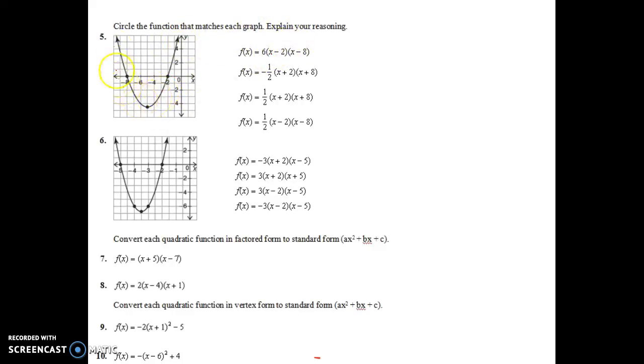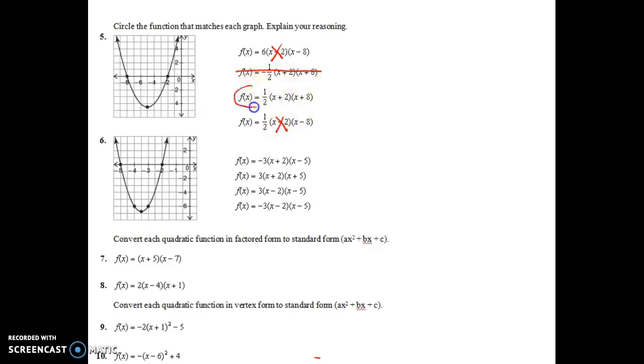So this is a parabola opening up. So I'm immediately going to cross out this one because it had a negative sign. So that doesn't work, opening up. The next thing I'm going to notice is that it crosses the x-intercept at negative 2. It cannot be this equation because that would give me an x-intercept of positive 2, just like this one.